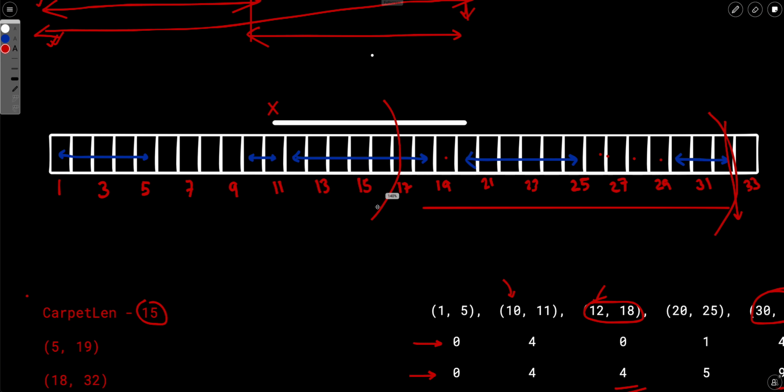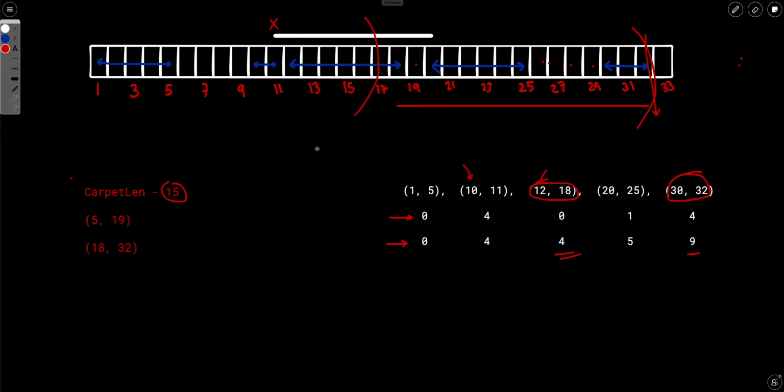And just to reiterate how we did it, we first find out the nearest range which is closest to the end, and the nearest range which is closest to the starting, and subtract the counts of both of them. So that's how we find out how many cells are there which are uncovered.